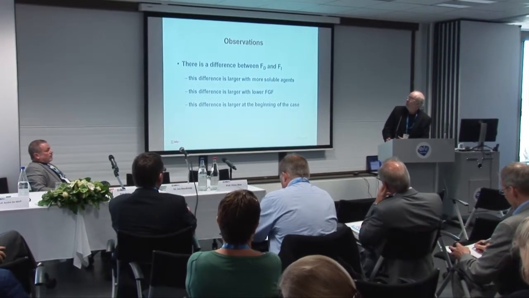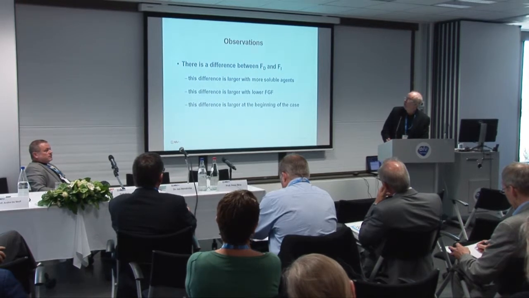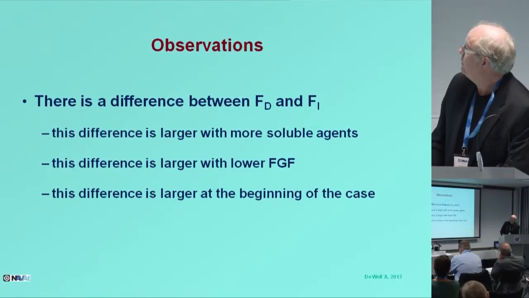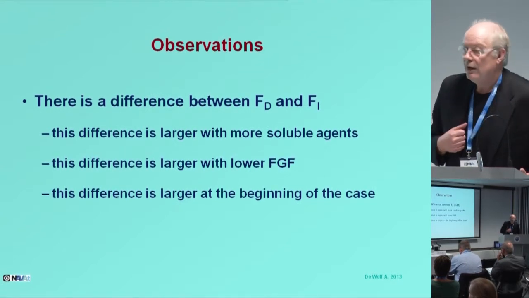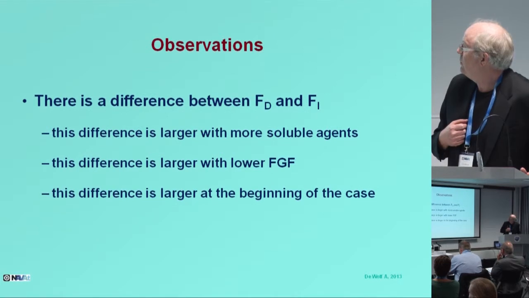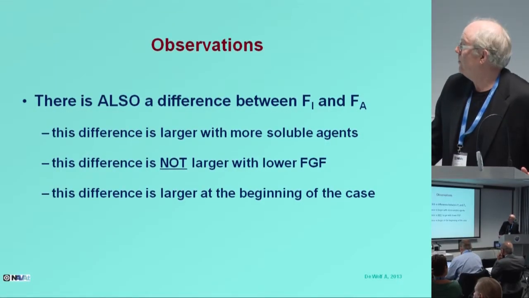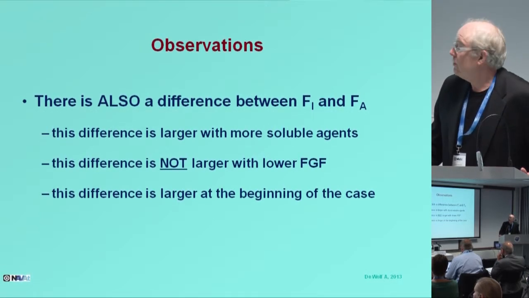So when we use low fresh gas flow, we can make these observations. There is a difference between FD and FI, between the delivered concentration and the inspired concentration. This difference is larger with more soluble agents. The difference is larger with low fresh gas flow, and it's larger at the beginning of the case. Another observation that we can make is that there is a difference between inspired and alveolar concentration. That difference is larger with more soluble agents. It's not larger with lower fresh gas flow, but it's larger at the beginning of the case. And the question is why?